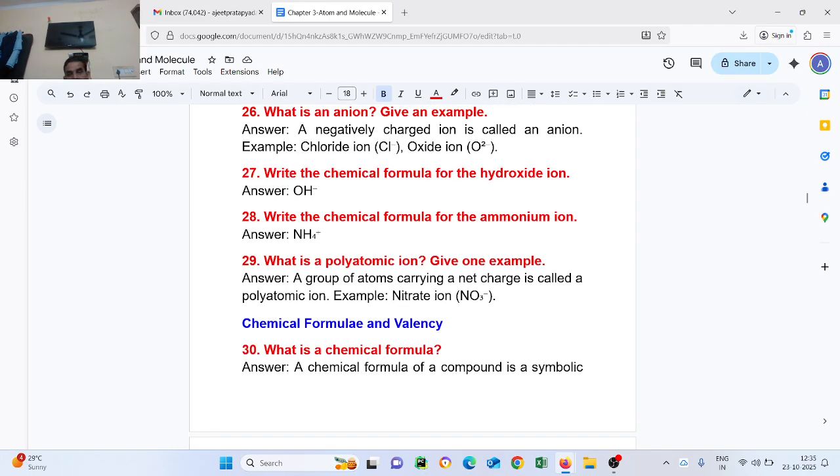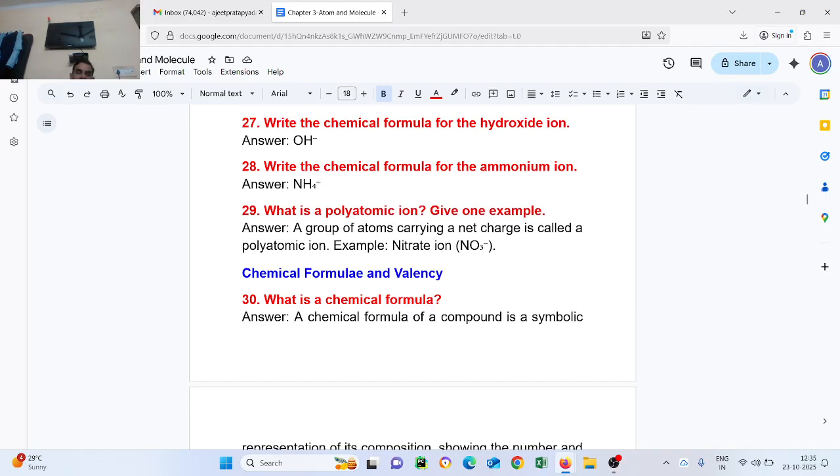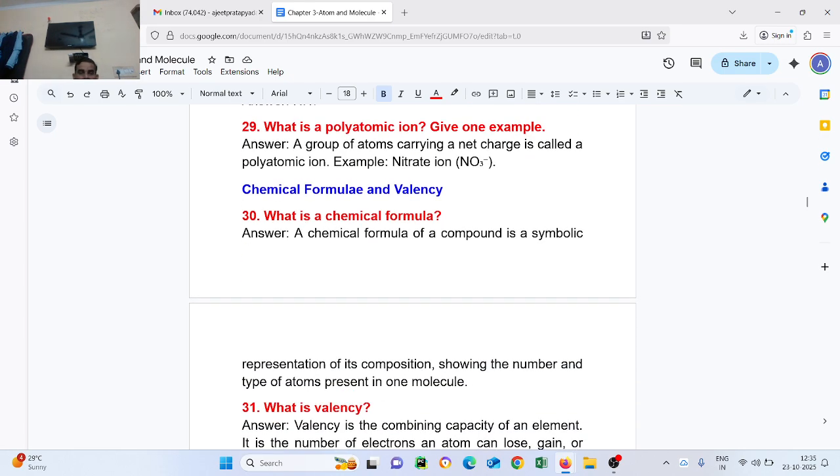Next topic we will cover: chemical formula and balancing. What is a chemical formula? Question number 30. A chemical formula of a compound is a symbolic representation of its composition, showing the number and types of atoms present in molecules.